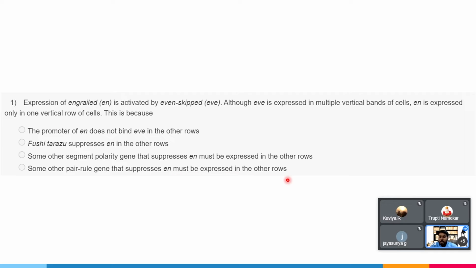So how does expression of even-skipped maintain the expression of engrailed, even though the expression pattern of even-skipped is much broader than engrailed? Those are the 4 options. Either the promoter of engrailed does not bind to even-skipped in other rows, Fushi tarazu suppresses engrailed, other segment polarity genes suppress engrailed in other rows, or other pair-rule genes suppress engrailed in other rows. So this is a single-correct type of question, only one option is correct. Anyone try to answer this?